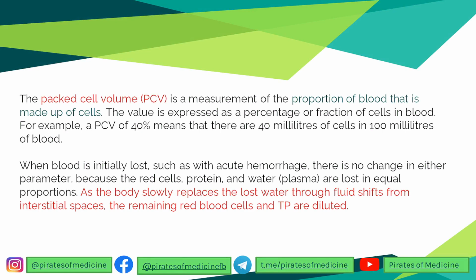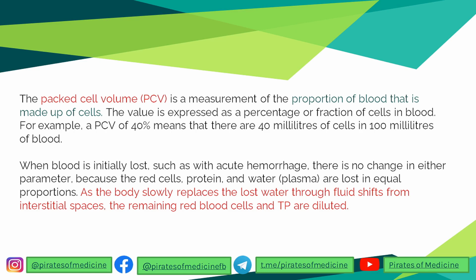So packed cell volume is a measurement index used to determine the proportion of blood that is made up of cells. So you have the plasma and the blood cells. Packed cell volume is the amount of blood cells in proportion to the plasma. It is expressed in percentage or the fraction of cells. For example, a PCV of 40% will mean that there are 40 milliliters of cells in 100 milliliters of blood. So it is a proportion index.